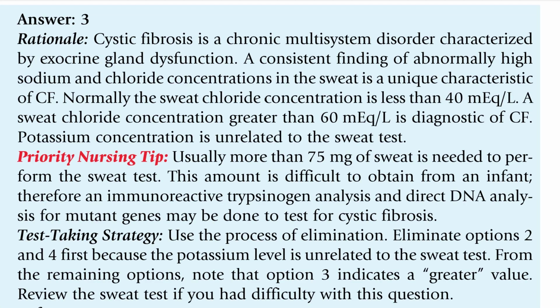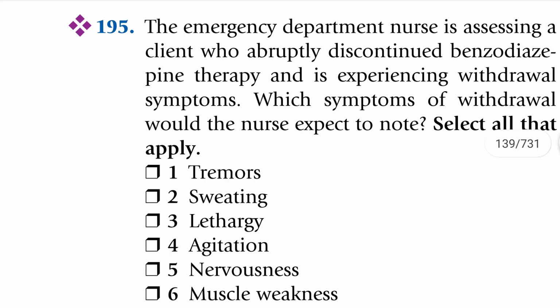Answer 3. Rationale: cystic fibrosis is a chronic multisystem disorder characterized by exocrine gland dysfunction. A consistent finding of abnormally high sodium and chloride concentrations in the sweat is a unique characteristic of CF. Normally the sweat chloride concentration is less than 40 mEq/L. A sweat chloride concentration greater than 60 mEq/L is diagnostic of CF. Potassium concentration is unrelated to the sweat test.